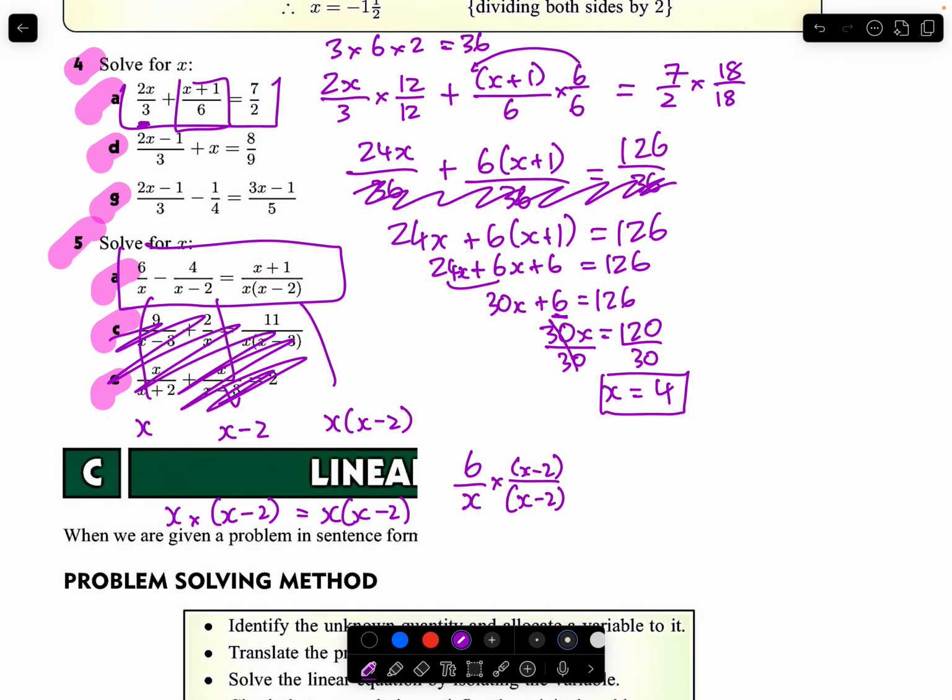Move on to the next fraction, 4 over x take 2. What do I need to times x take 2 by to make it look like this, x bracket x take 2? I need to times it by x on x. And the last one, it's already the denominator that we want. It already is x over x bracket x take 2, so we're not touching the last one.